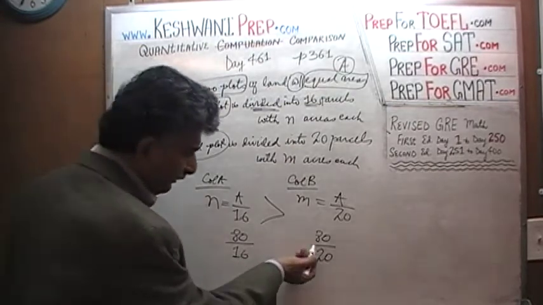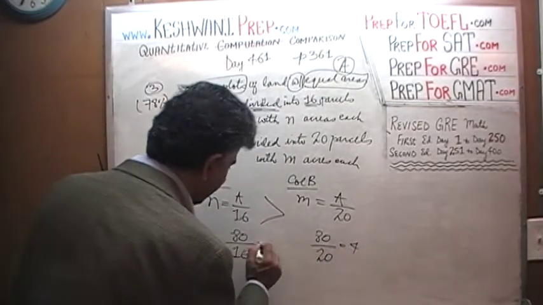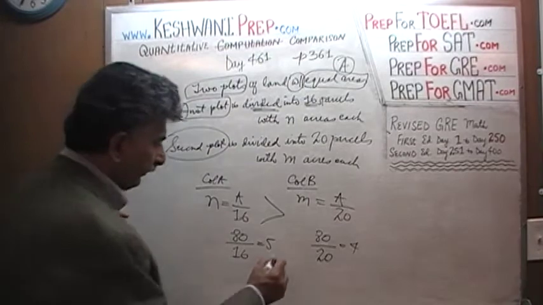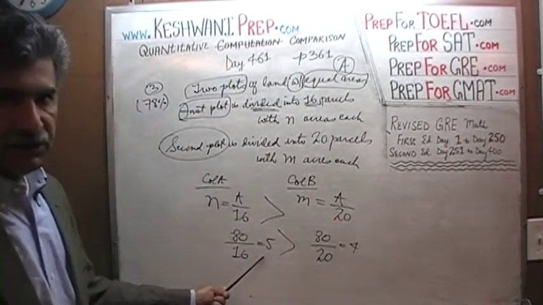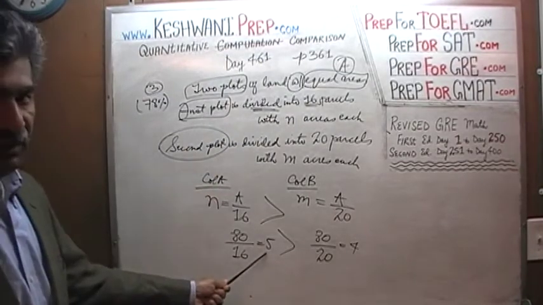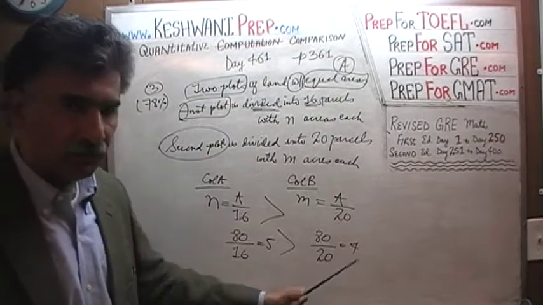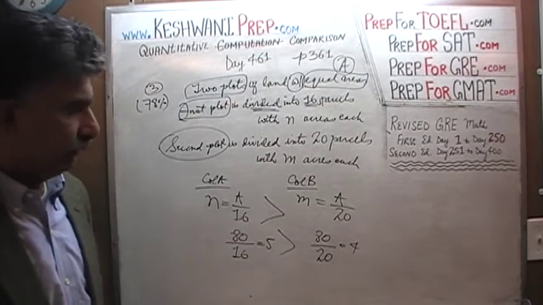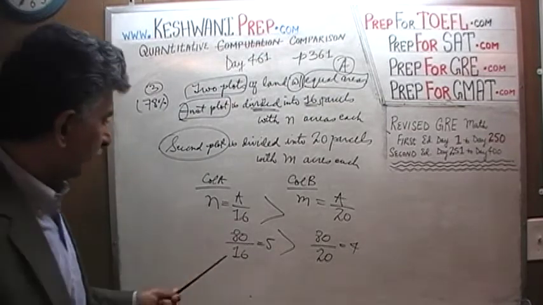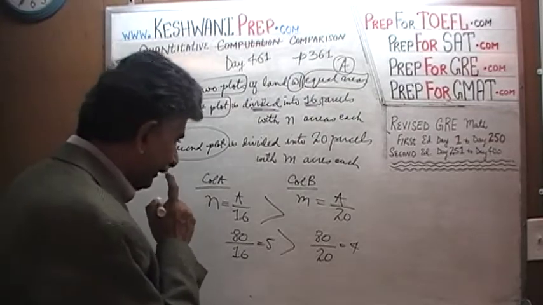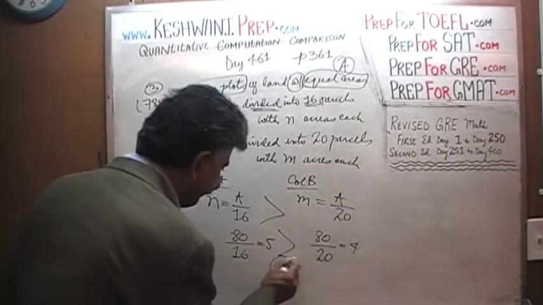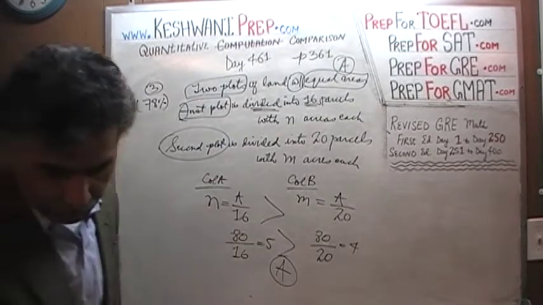Of course, 80 acres divided by 20 is going to give us 4, whereas over here we're going to get 5. So here each subdivision will be 5 acres each, and here each of them would be 4 acres. The answer, of course, in both cases, is going to be A. The answer is A.